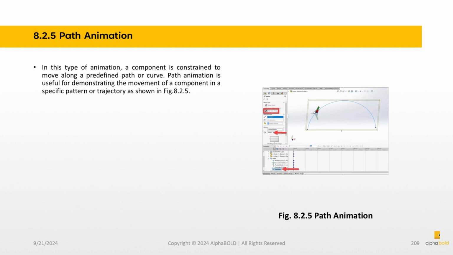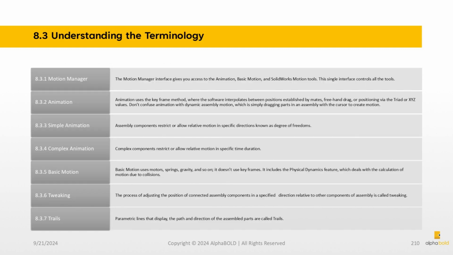Path animation. A component is constrained to move along a predefined path or curve. Path animation is useful for demonstrating the movement of a component in a specific pattern or trajectory. Terminologies. The Motion Manager interface gives you access to the animation, basic motion, and SolidWorks motion tools. This single interface controls all the tools.